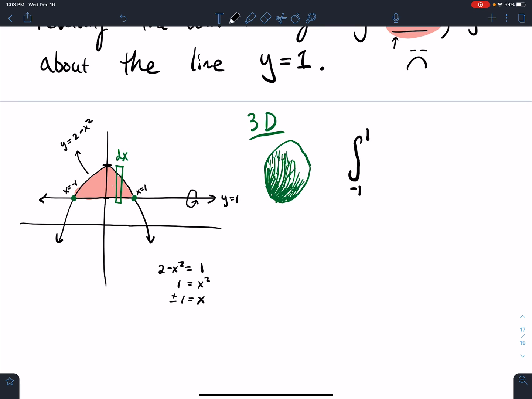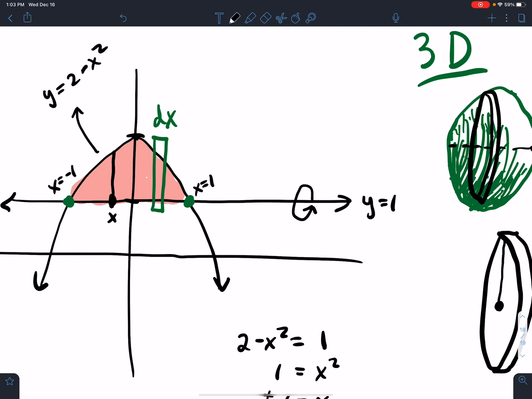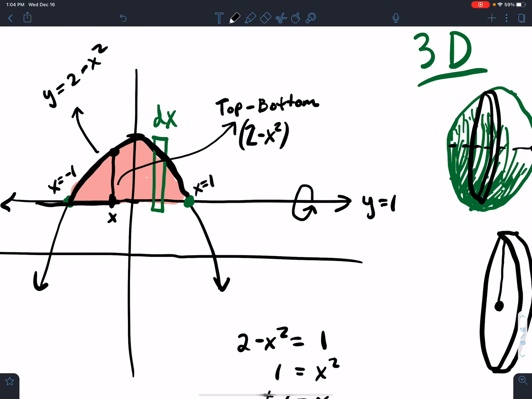And then how do I find the volume of one of those discs? Well, I need the radius. What is the distance for some arbitrary x value from here to here? How do I get that distance? Well, that distance is equal to the top minus the bottom, right? So what is the top? The top is the curve 2 minus x squared, and the bottom is the horizontal line 1, top minus the bottom.